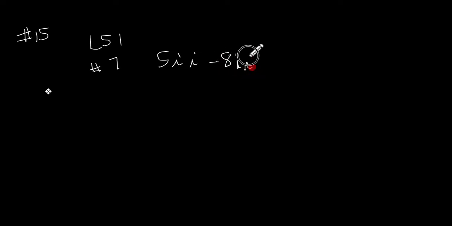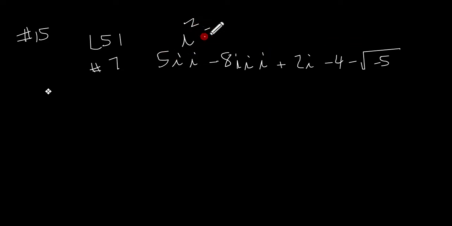Okay, number 15. Lesson 51, number 7. This is an i problem. It's not exactly like the one on the test. You just need to know how i's work. Plus 2i minus 4 minus the square root of -5. On the test, you definitely have more square roots than i's. So you have to know i squared is equal to -1.